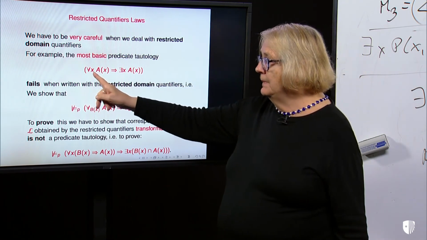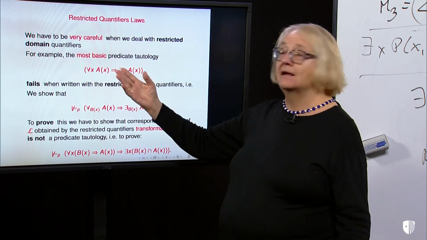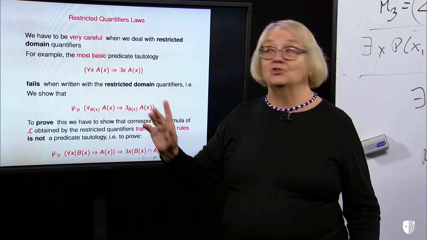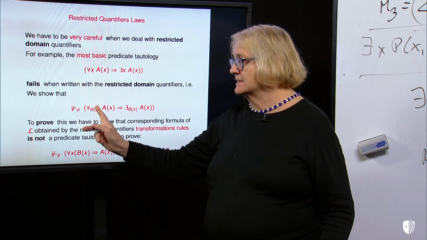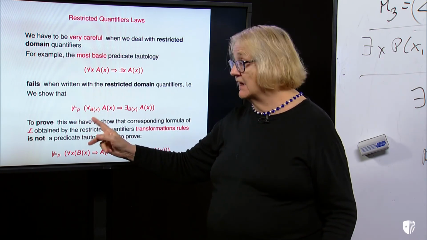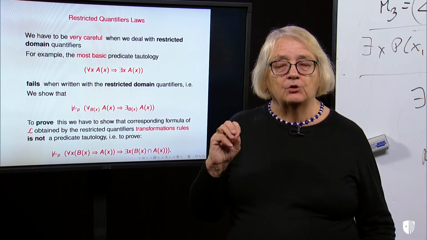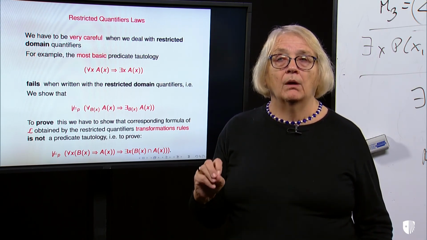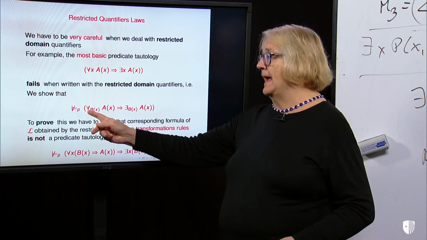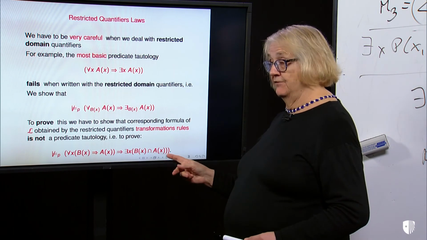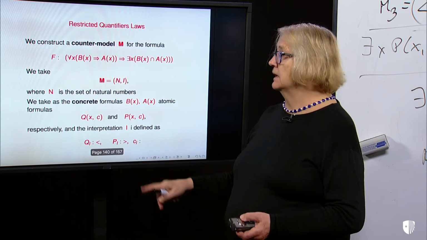Now, when you replace that by restricted domain, this is always, yes, this is always a tautology for a normal quantifier. If you replace x by a restricted domain quantifier, this is not a predicate tautology. So it's important that you are careful where you use restricted domain. And why? Because that formula translates into this formula in logic, and this is not a predicate tautology.